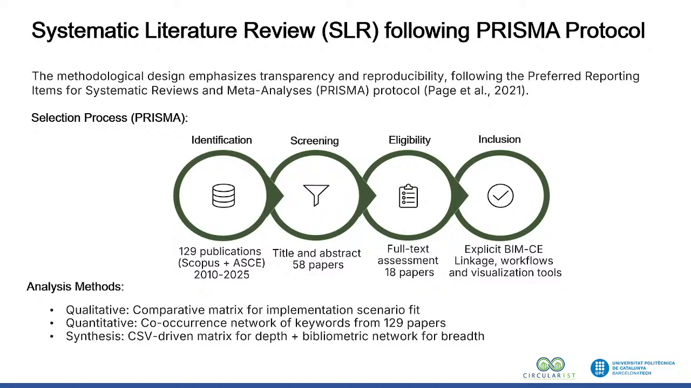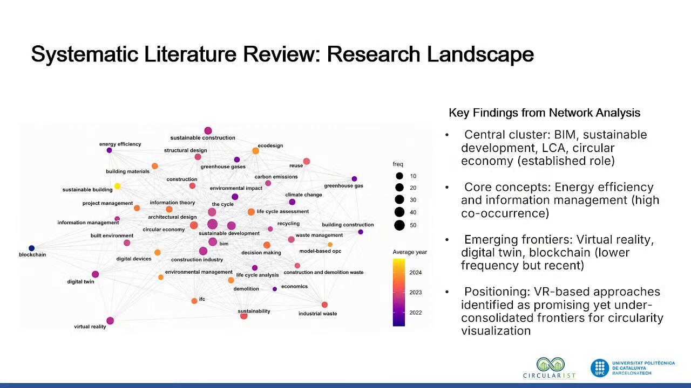The analysis methods were the comparative matrix for the implementation scenarios that I will explain later on, the quantitative analysis with the co-occurrence network, and also the CSV-driven matrix for in-depth analysis. The first part that I mentioned is this co-occurrence network analysis that we did with the 129 papers. In this part, we had some key findings.